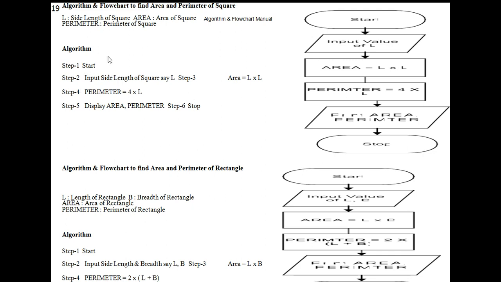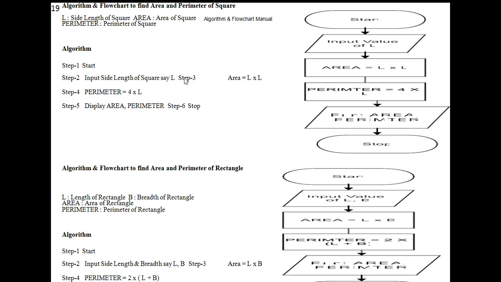Okay, so these are the steps, and this is the other algorithm, used for finding the area and perimeter of a square. You can observe L is the side length of the square, and we compute the area and perimeter of the square. Algorithm step 1 start, step 2 input side length of square, say L. Step 3 area equal to L into L, step 4 perimeter is 4 into L, step 5 display area and perimeter. Step 6 stop.